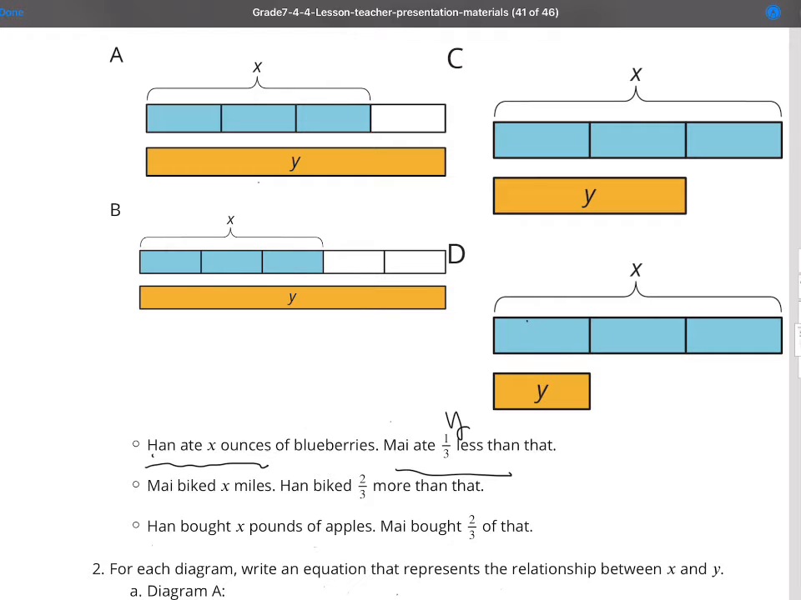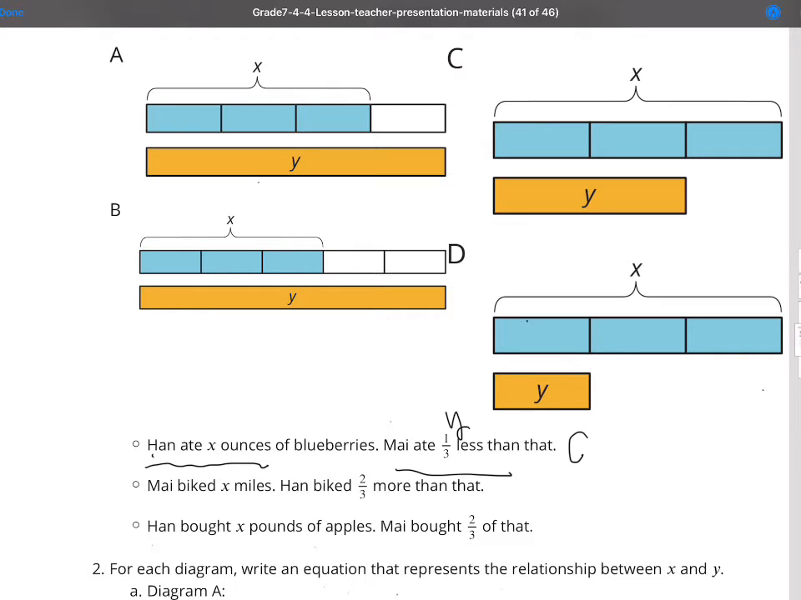Now, remember, Han is X. But they say May ate 1/3 less than that. Well, if May is Y, it wouldn't be D because D is way less than 1/3. So the most correct choice would be C.